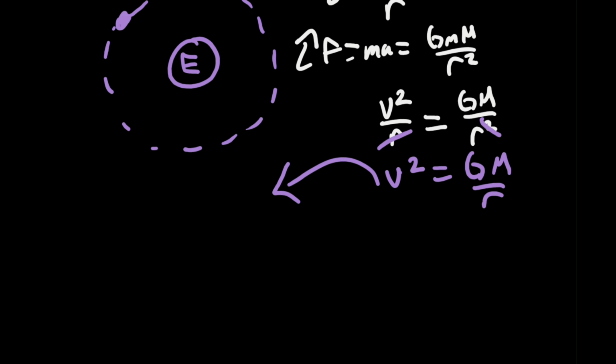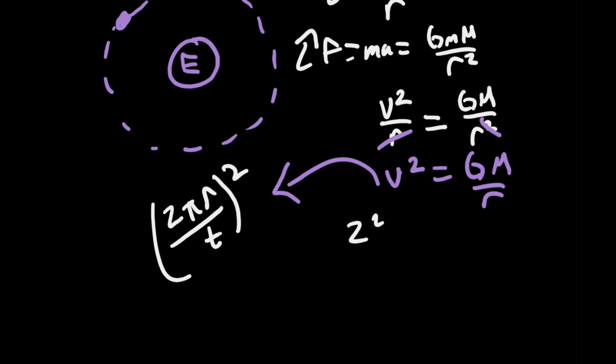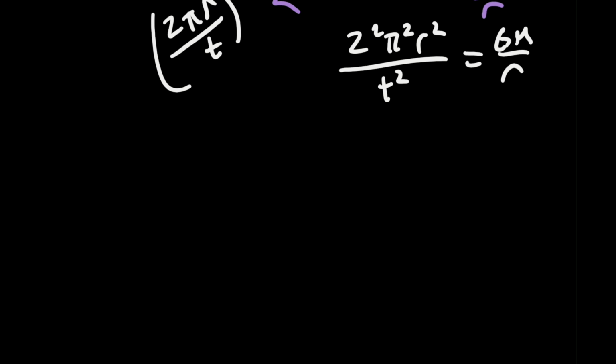We know that v is going to be the distance traveled per second, or per unit of time. We know that our distance here is simply going to be 2 pi r, right? We're just going to use the circumference formula. So it's going to be 2 pi r divided by T. So we're going to get 2 squared pi squared r squared over T squared is equal to GM over r. And at this point, you might be thinking, wow, this looks pretty familiar. And you're probably right.